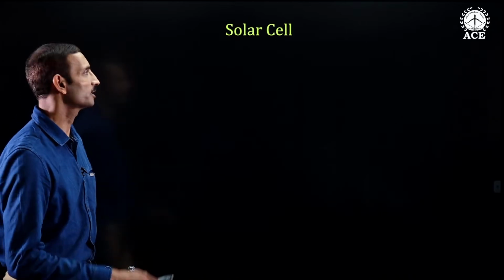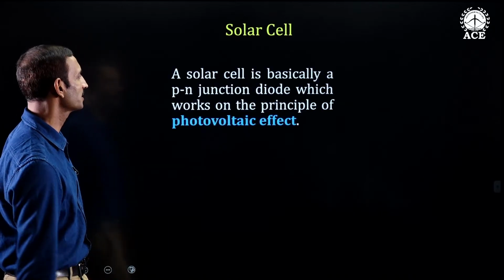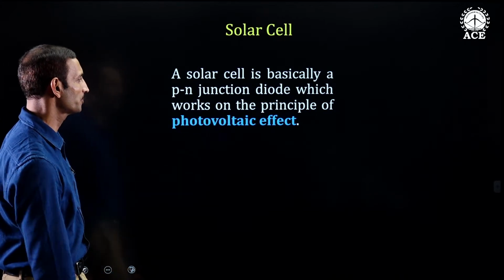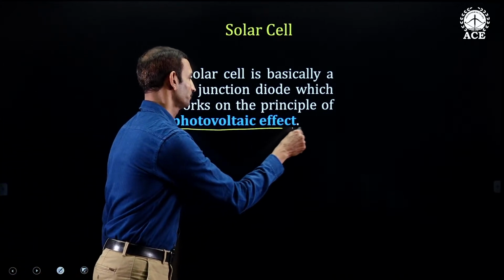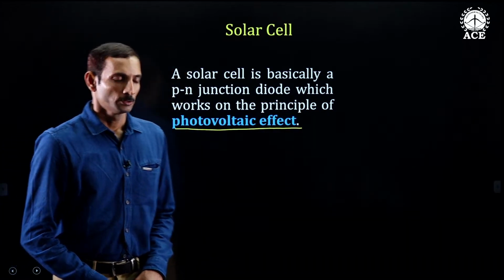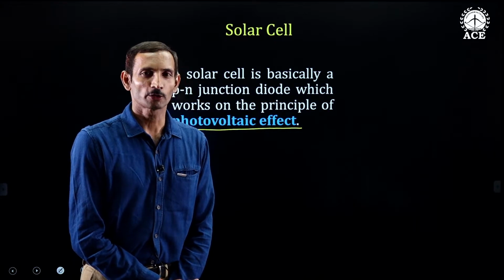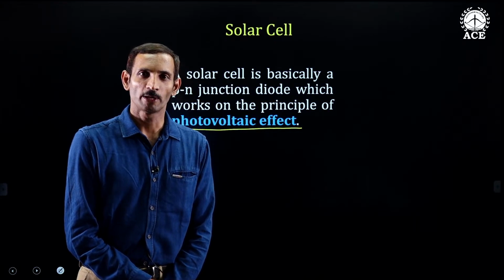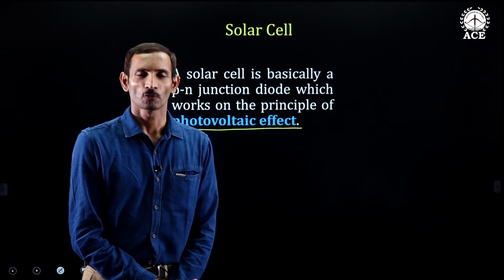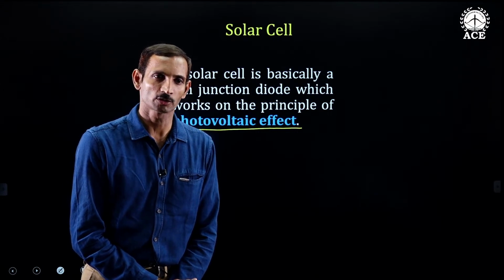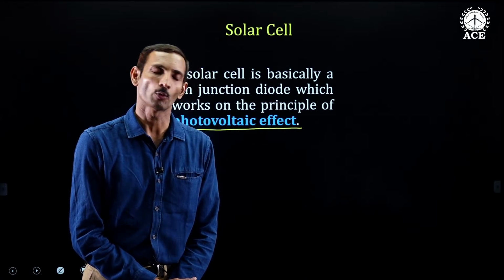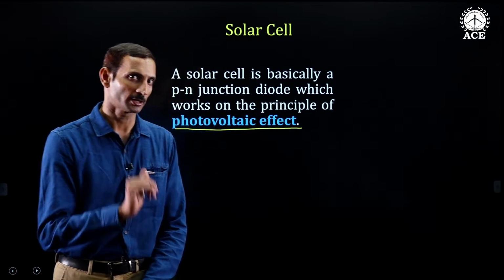Let us first understand what a solar cell is. A solar cell is basically a PN junction diode which works on the principle of photovoltaic effect. What is that? Photovoltaic effect. Now you know the photoelectric effect. What is the photoelectric effect? When light is made to fall on a metal surface, it ejects electrons. When connected in an external circuit, these electrons flow and constitute current, which we call photocurrent. Wonderful. That is the photoelectric effect.